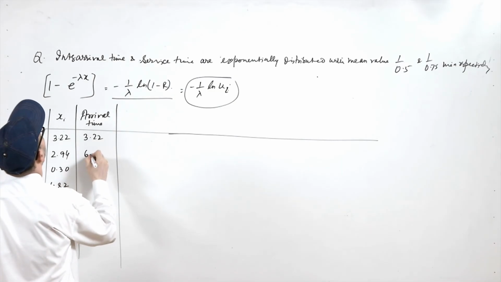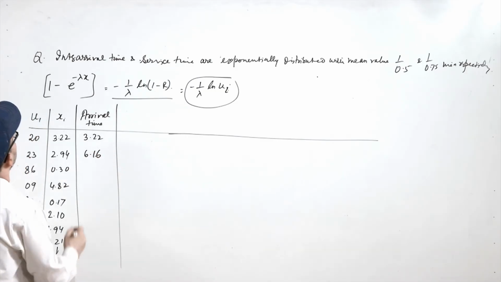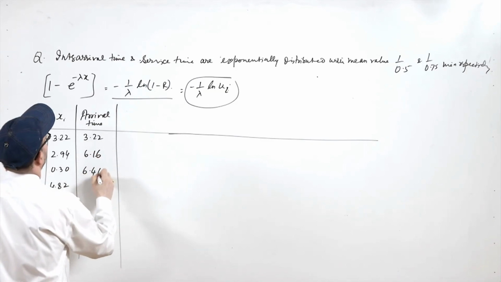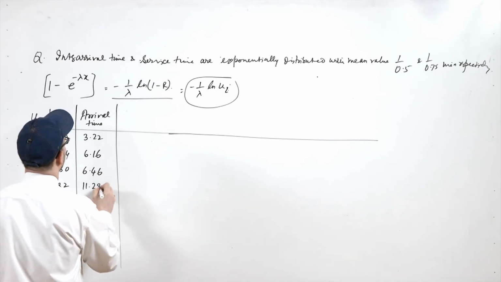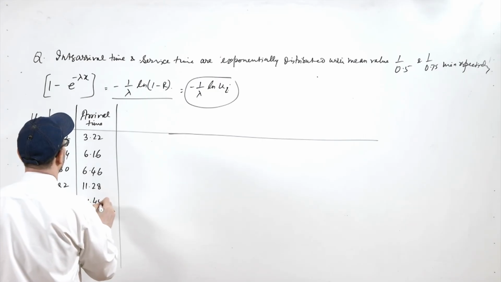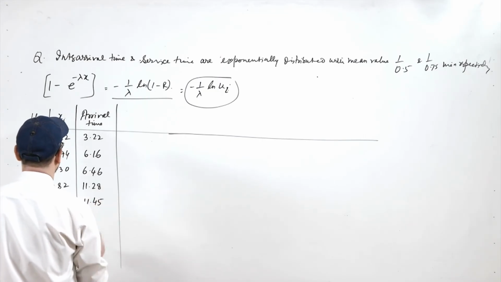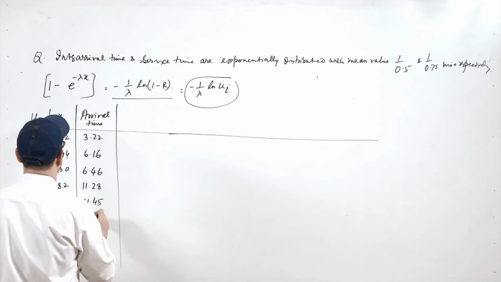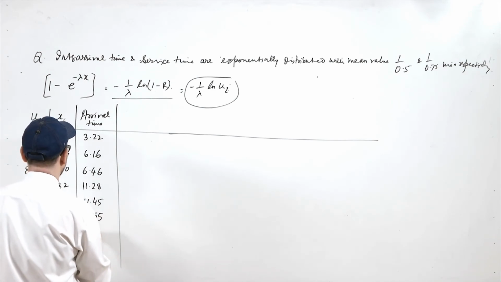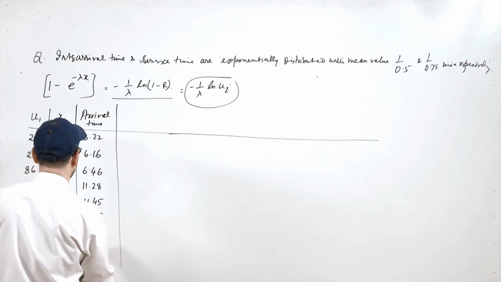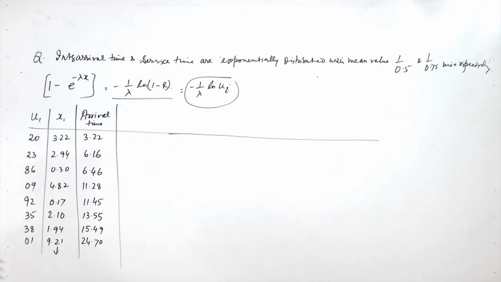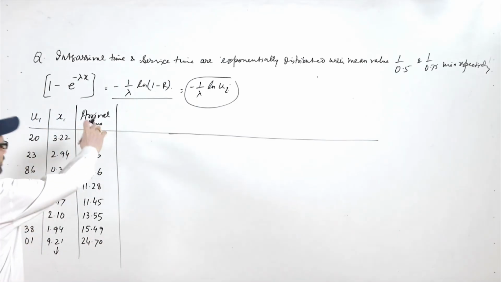So, it will be 6.16, then further 6.46, then similarly 11.28, 11.45, then 13.55, then 15.49, like that, then 24.70. So, this way the arrival times will be recorded.